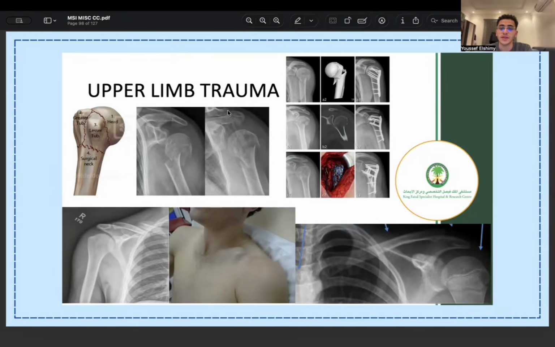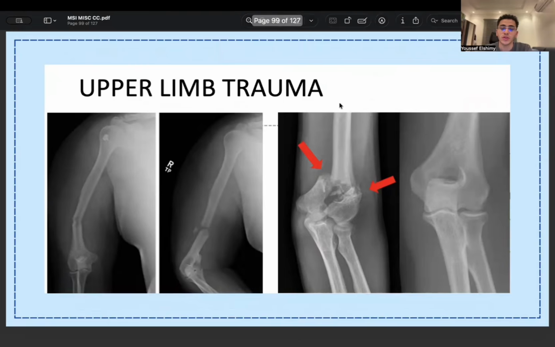We talked about this in the LGDs. We talked about the upper limb trauma, things like the proximal humeral fracture. We talked about the mid clavicle fracture that led to displacement and pain. So these are types of upper limb fractures and traumas that everyone could see in the orthopedics department.